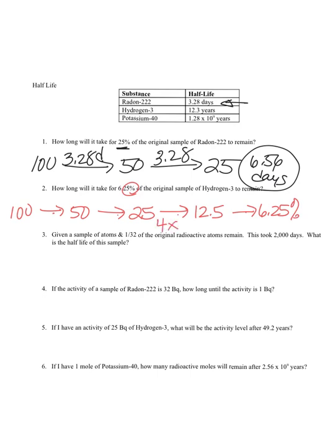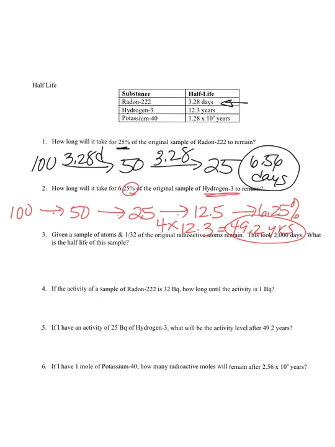4 times the half-life for hydrogen-3, I look for my table, is 12.3. So I'm going to take 12.3 times 4, and I'm going to get 49.2. The unit it gives me is years, so 49.2 years. So that's how I would do that second one.